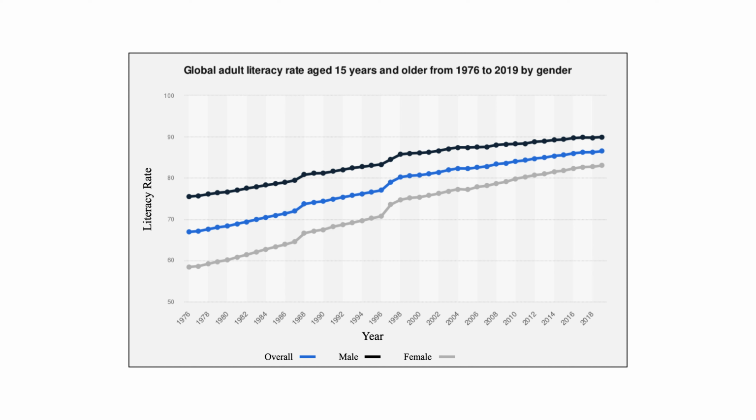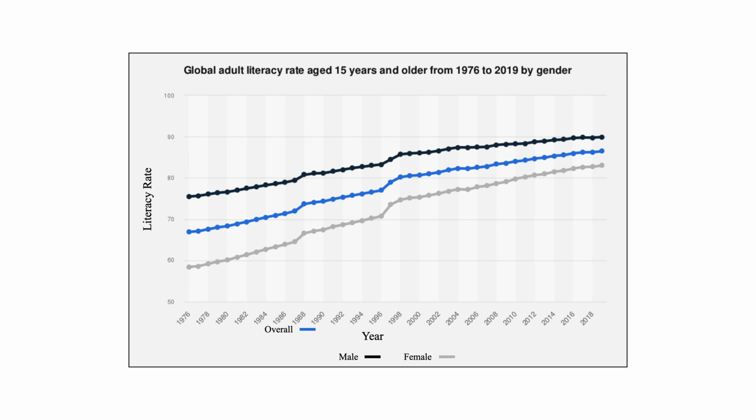So this line graph is looking at global adult literacy rate from age 15 and older from 1976 to 2019. It breaks it up by gender. So again, as you see, you've got year there on the bottom, and then you have literacy rate on the y-axis. And whenever it's something like rate, murder rate, literacy rate, mortality rate, it's always out of 100. So 100 is the highest possible literacy rate a country could have, and it just means the percentage of the country that can read. Or the percentage of, in this case, the global population that can read.